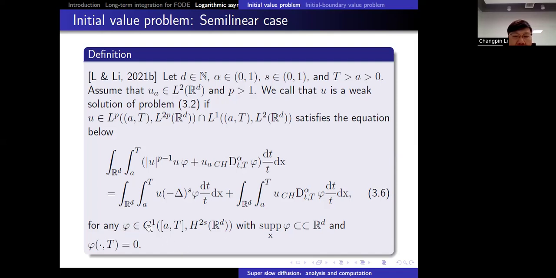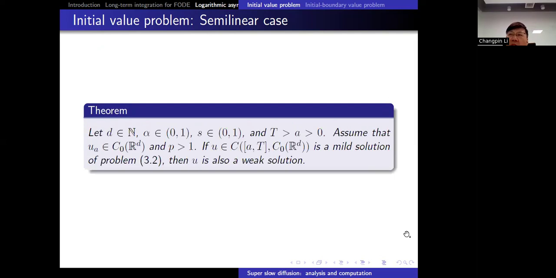Phi is a trial function in this space with compact support, and phi of dot, capital T equals 0. This is the weak solution. Why do we need a weak solution? If we define the weak solution, the equations are given in integral form, so we can use lots of inequalities. So in most numerical simulations and methods we use a weak solution.